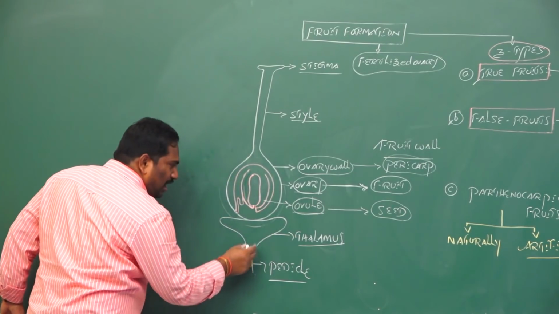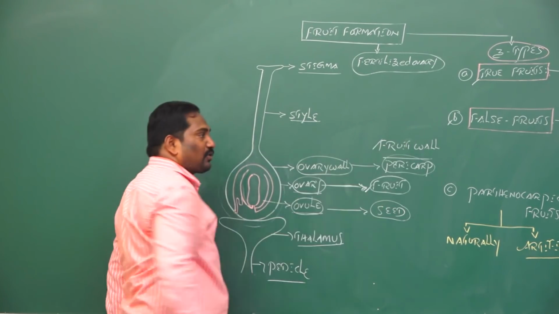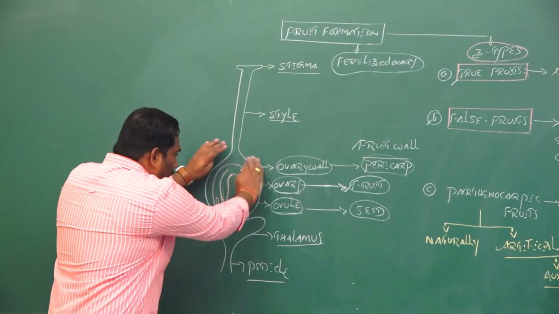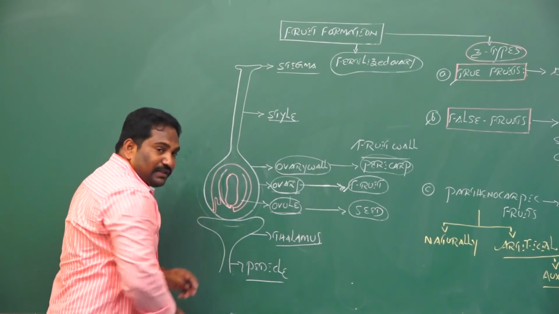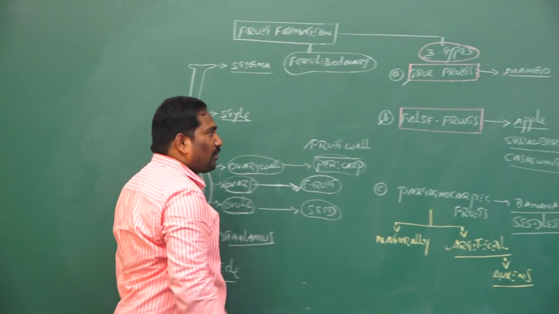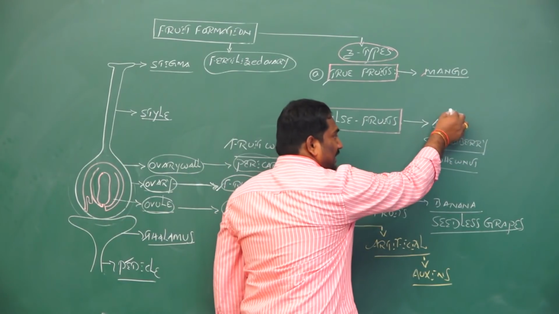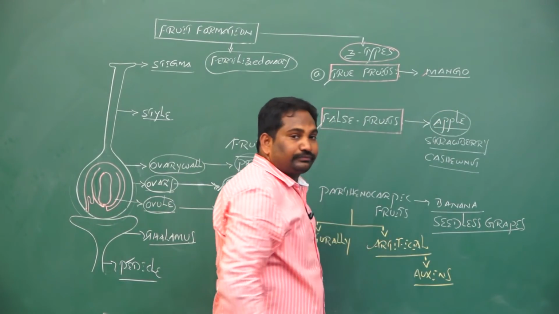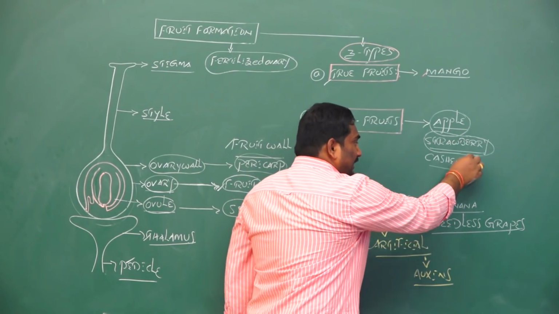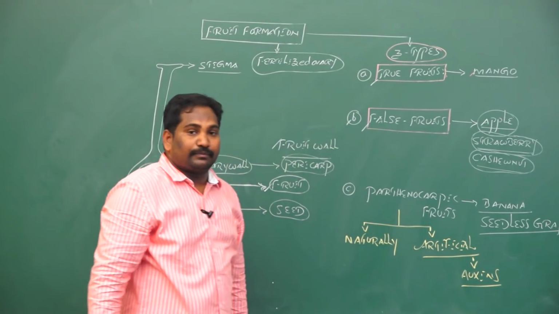Either pedicel or thalamus along with ovary can develop into fruit is called as false fruits. During fertilization, along with ovary, other parts of the flower such as thalamus and pedicel can develop into fruit is called as false fruits. Examples for false fruits are apple and strawberry and cashew nuts. These are the examples for false fruits.